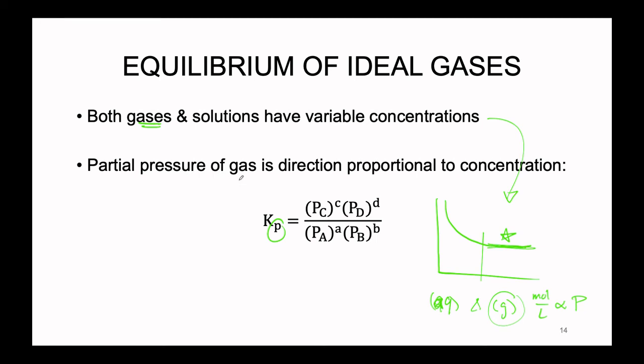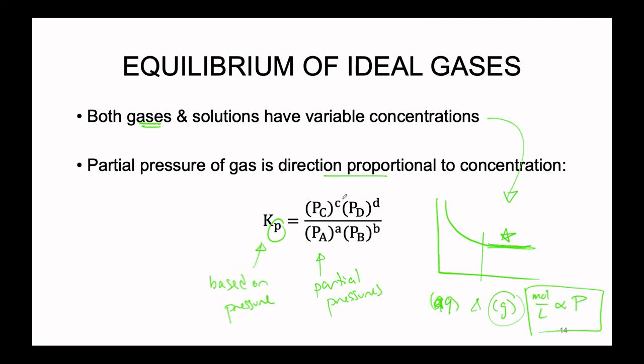So both gases and solutions have variable concentrations, exactly what I was explaining here. The partial pressure of your gas is directly proportional to the concentration. So, since the concentration is proportional to pressure, if your equilibrium expression has a base of P, in other words, if it's based on pressure, the values you insert for your products and reactants are not going to be concentrations, but partial pressures.